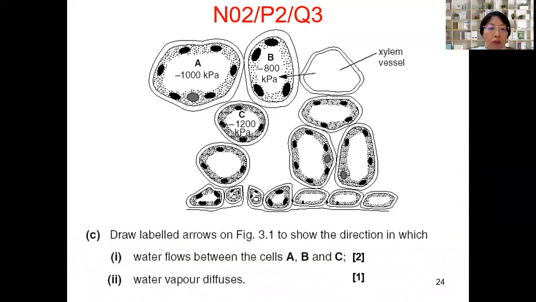Okay. So now C, draw labeled arrows. See, you must draw labeled arrows. That means you must label. On figure 3.1 to show the direction in which water flows between cells A, B, and C. Label arrow means what? When you draw the arrow, you have to label this arrow as this is for part 1, because part 2 also asks you to draw labeled arrows. Can you see that? So there will be a lot of arrows here. Which one is for part 1? Which one is for part 2? So that's why they say label. Label doesn't mean label the name. Label which question you are referring to when you draw the arrow.